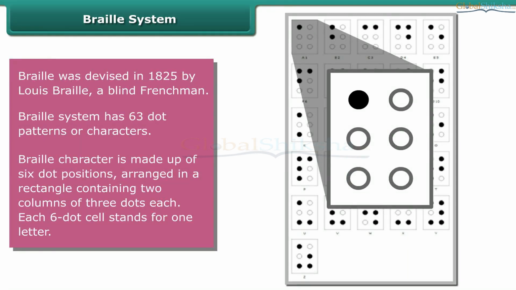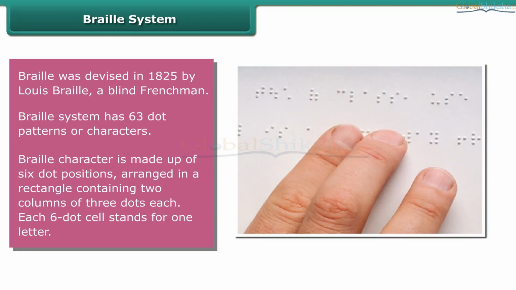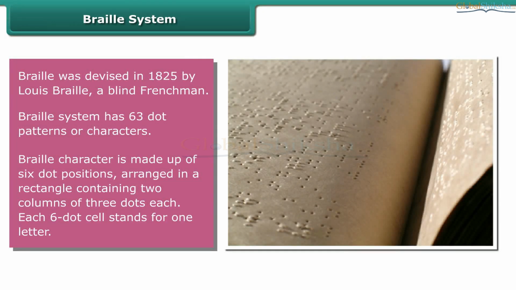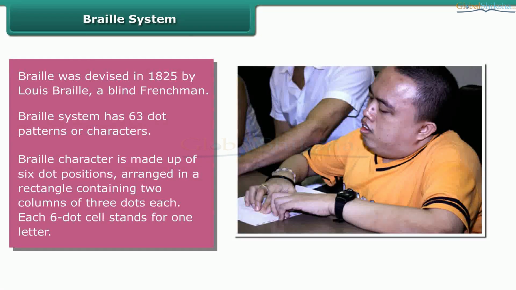A Braille character is made up of 6 dot positions arranged in a rectangle containing 2 columns of 3 dots each. Each 6 dot cell stands for 1 letter. Each character represents a letter, a combination of letters, a common word, or a grammatical sign. Visually challenged people learn the Braille system by beginning with letters, then special characters and letter combinations.